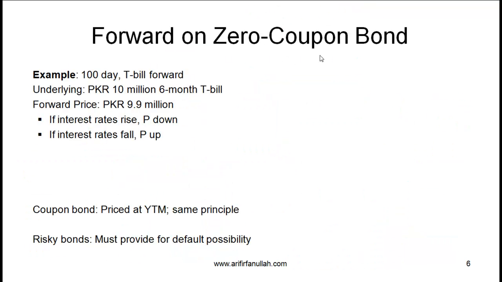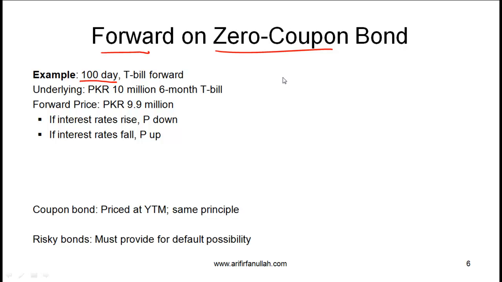Now let's move on to bonds, and we will talk first about a forward contract on the simplest kind of bond, which is a zero coupon bond. This again works very similar to equity forward contracts. Let's say you get into a 100-day forward contract on a T-bill. The underlying is a $10 million worth 6-month T-bill. So if the T-bill was just issued, it will expire in 6 months.